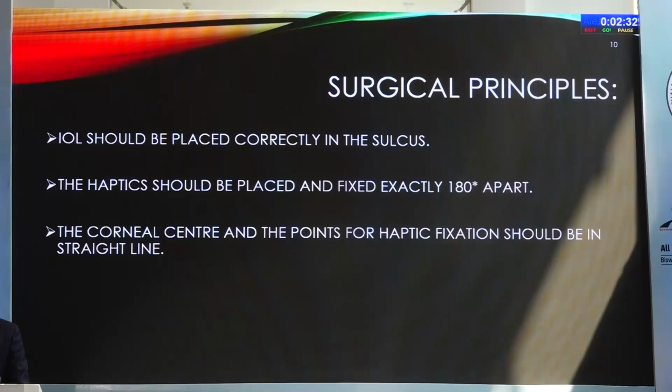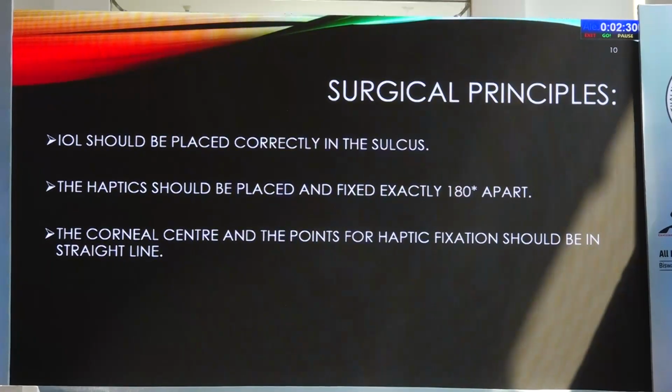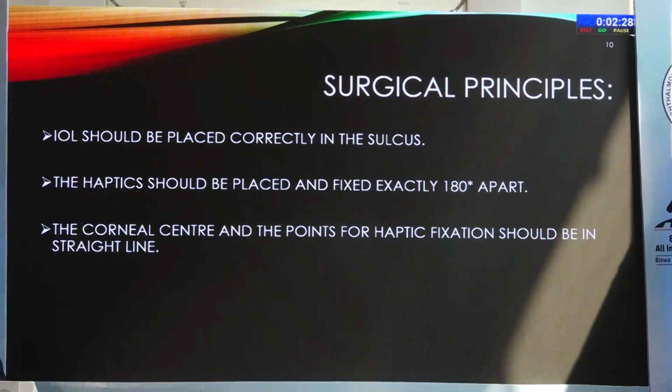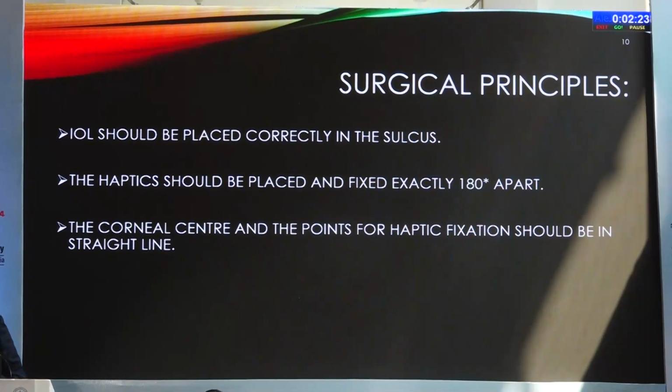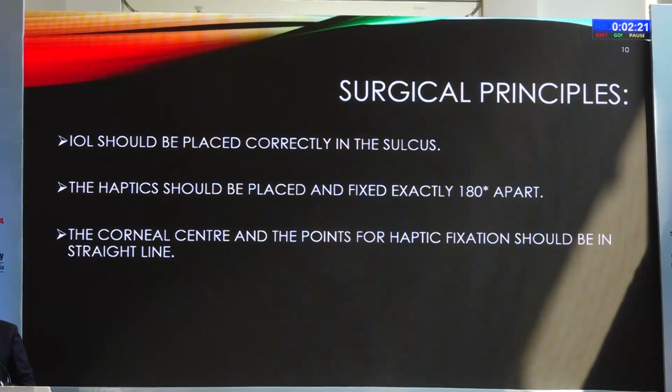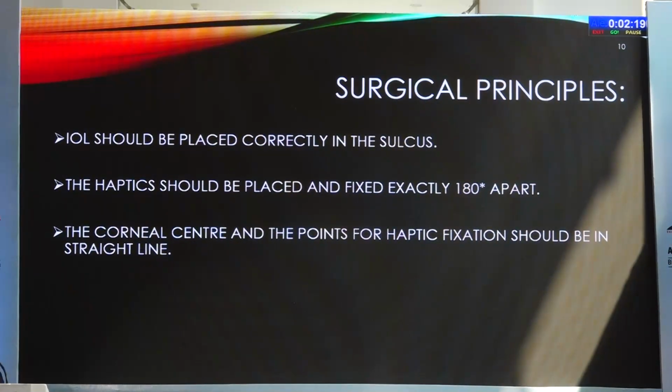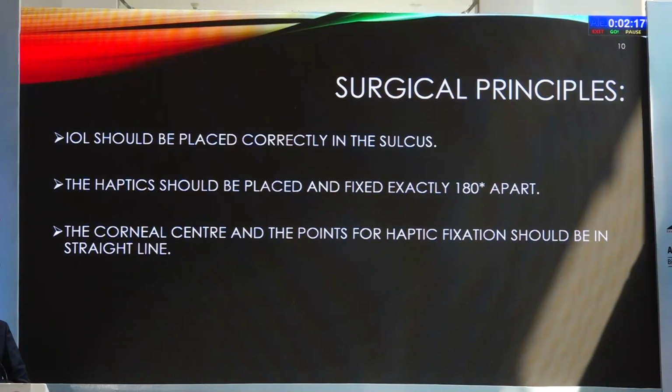So the surgical principle which should be followed for all is that it should be placed correctly into the ciliary sulcus. The haptics should be placed and fixed exactly 180 degrees apart to prevent astigmatism. And the corneal center as well as 0-180 degrees should be marked so that they are all in a straight line.